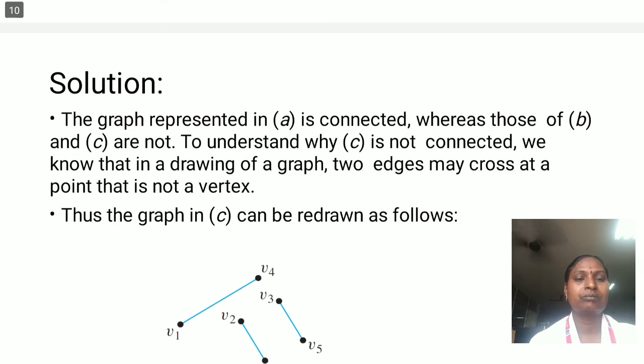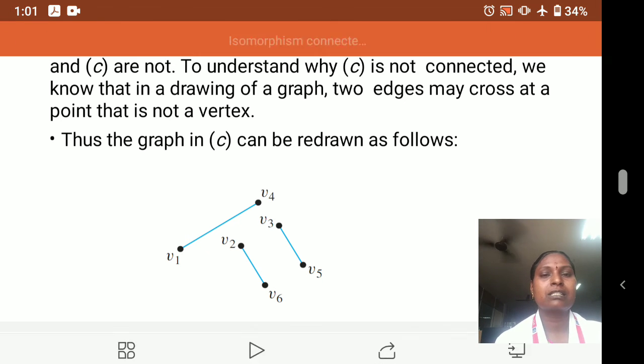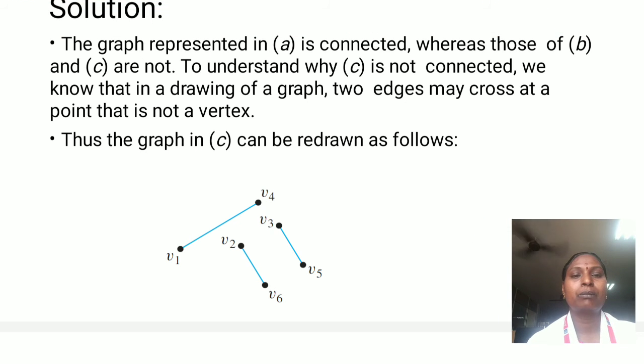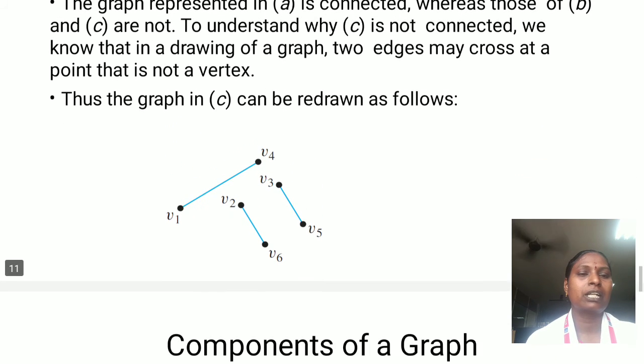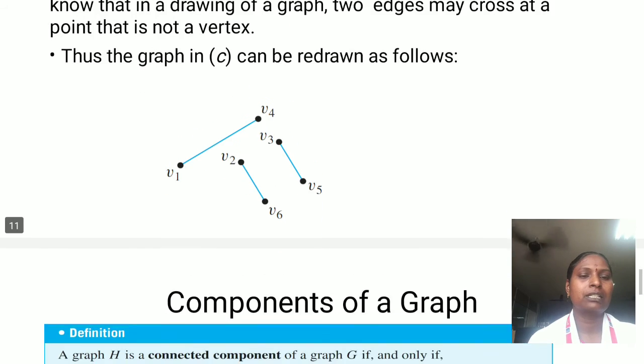This is the justification of the above graphs. The graph represented in A is connected, whereas those of B and C are not connected. To understand why C is not connected: we know that in a drawing of a graph, two edges may cross at a point that is not a vertex. Thus, the graph in C can be redrawn as follows. We can split it into three simple graphs. Therefore, it is not connected. A connected graph is one that cannot be split into two.